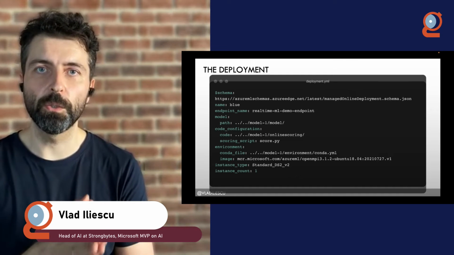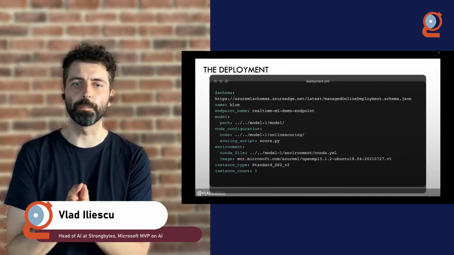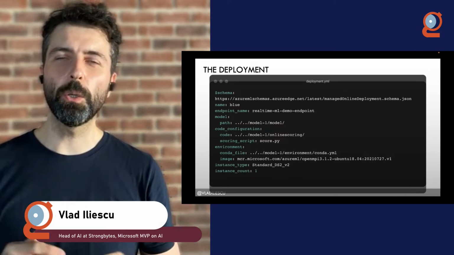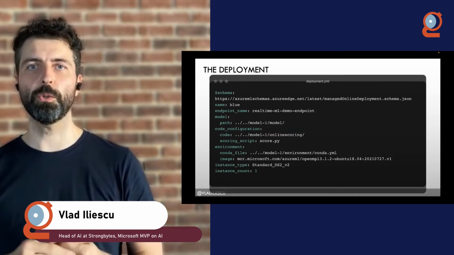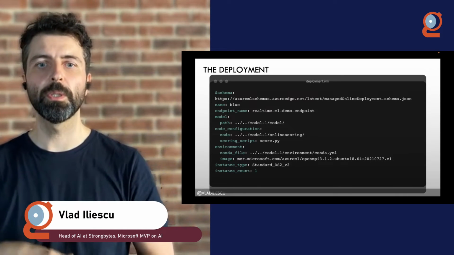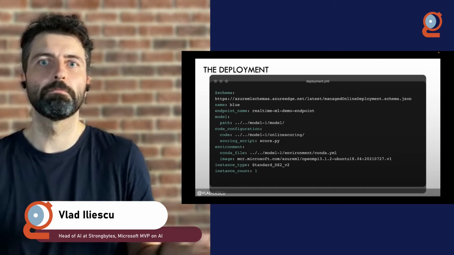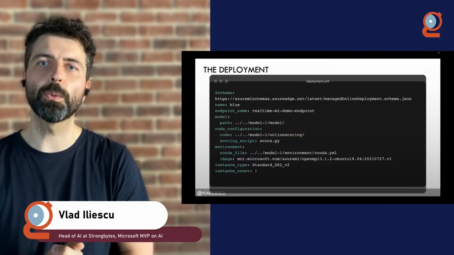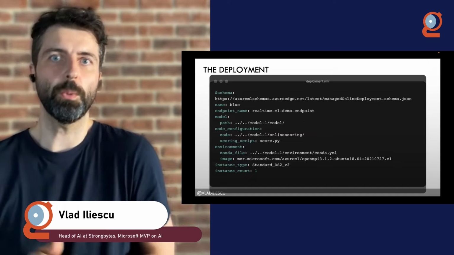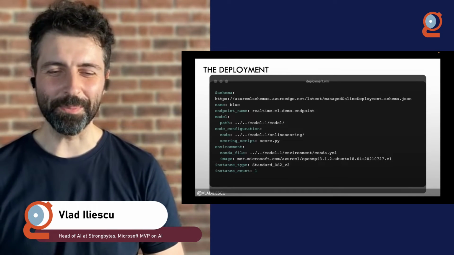Next, what does it do? It asks for a code configuration. Yeah, a directory containing the code and the script to use when scoring, because it will create a web service that, based on that script, will run its methods.